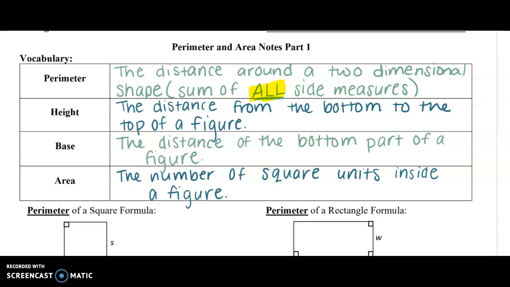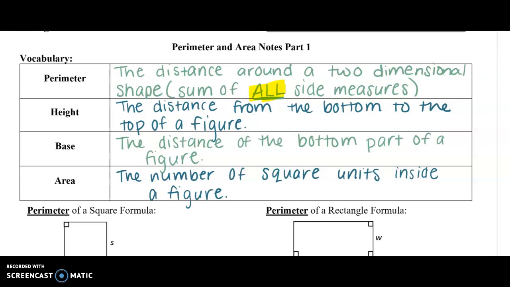The height is the distance from the bottom to the top of a figure. When we're dealing with height, we're always going to be dealing with it being perpendicular, making a 90-degree angle with the base. The base is the distance of the bottom part of the figure. It's not always going to be on the bottom, but it's always going to be the side that's perpendicular with the height. That will always be our base. Remember, perpendicular means it forms a right angle, a 90-degree angle.